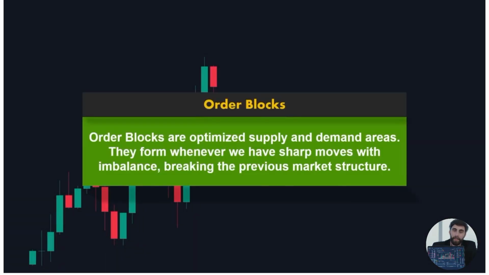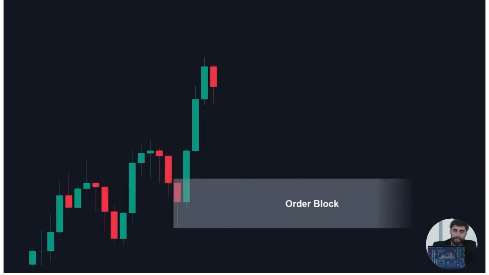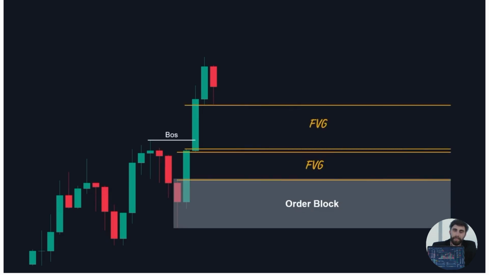Order blocks are optimized supply and demand areas. They form whenever we have sharp moves with imbalance, breaking the previous market structure. Usually, we mark the last candle that created the fair value gap as an order block, which we believe is where the decisions are made.